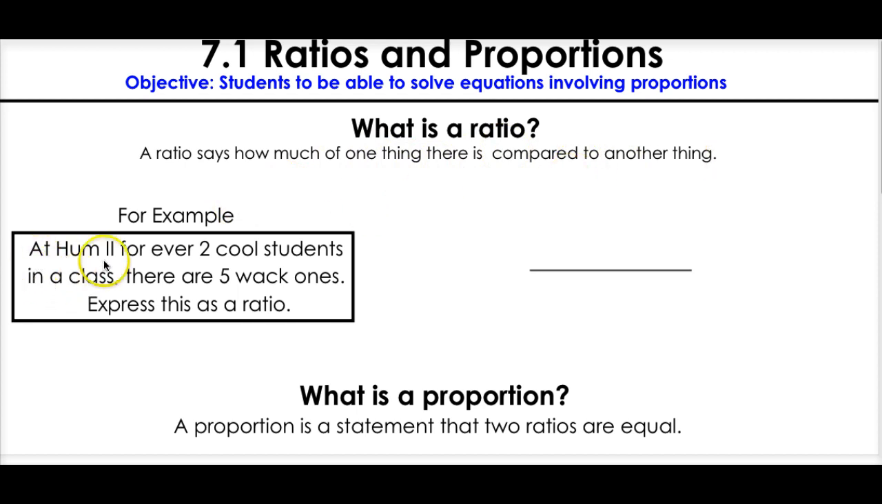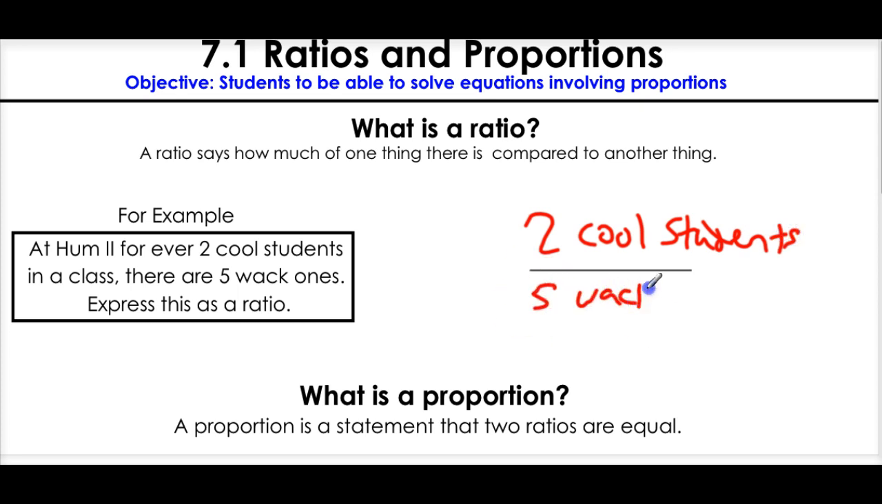It says at Hume 2, for every 2 cool students in a class, there are 5 whack ones. Well, how are we going to write that as an actual ratio? A ratio is just a comparison, right? Come over here and I write, well, for every 2 cool students, there are 5 whack ones.